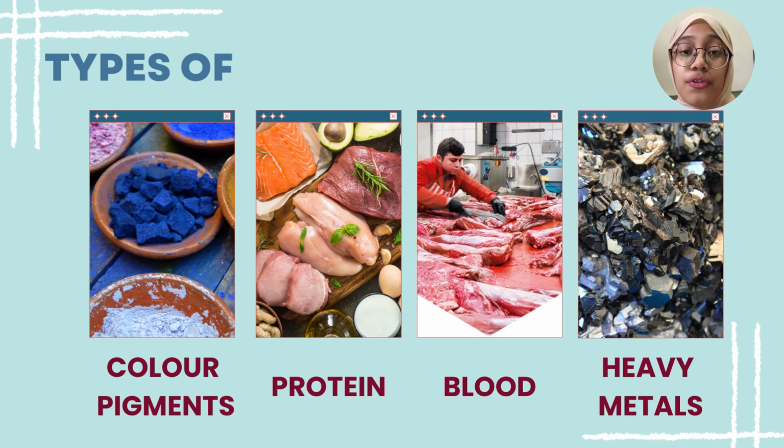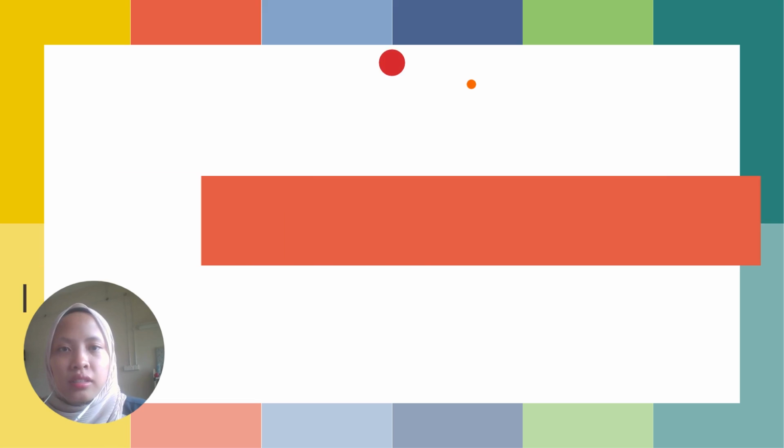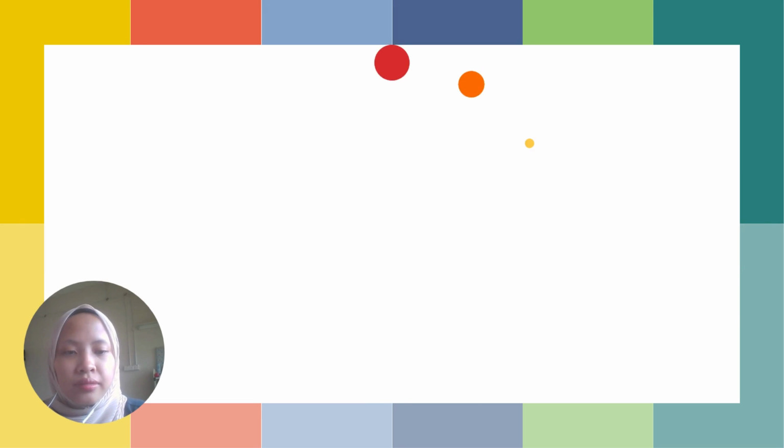So these are the types of waste that are commonly found in wastewater. In this presentation, we will be focusing on how to remove these 4 types of waste, which are color pigments, protein, blood, and heavy metals such as mercury and lead. The first wastewater that we will present is color pigments.